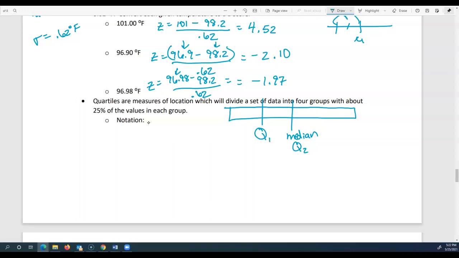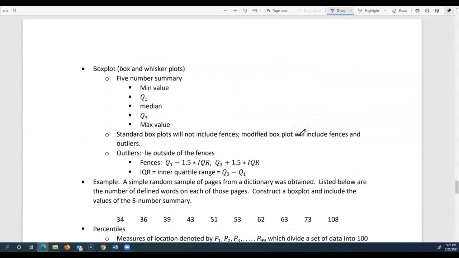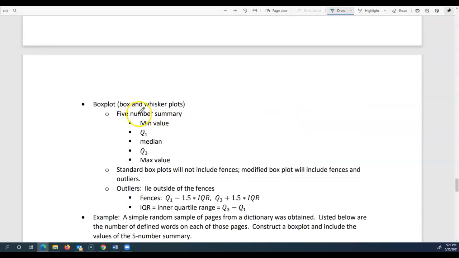And we call that Q1. And then if we split that top half, then we call that Q3. That separates that top 25% from the 25% of data below it. So the notation we see associated with that would be Q1, Q2, which is your median, and then Q3. And the quartiles really are just the median of the lower half of the data and the upper half of the data. And one thing we use this for is a box and whisker plot.